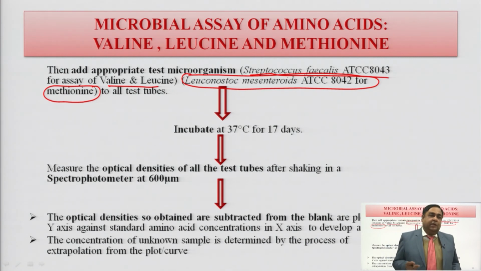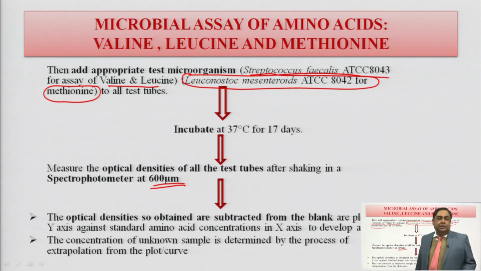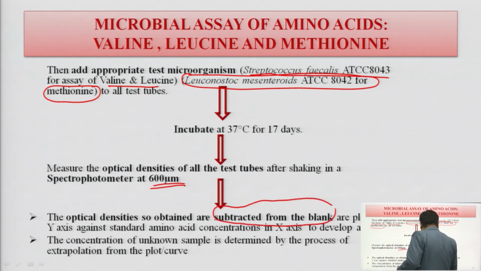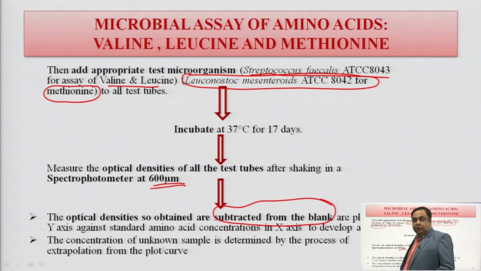Then incubate it at 37 degrees Celsius for a period of 17 days and then measure the optical density at 600 nanometer. You have to measure the optical densities for all the test tubes at 600 nanometer. Now, the optical density so obtained is to be subtracted from the blank. You have taken one test tube where you have not added any vitamins or any amino acid. That was the test tube which was known as blank. That optical density you have to subtract from all the test tubes containing varying dilutions of standard amino acids, and also from the test amino acids.